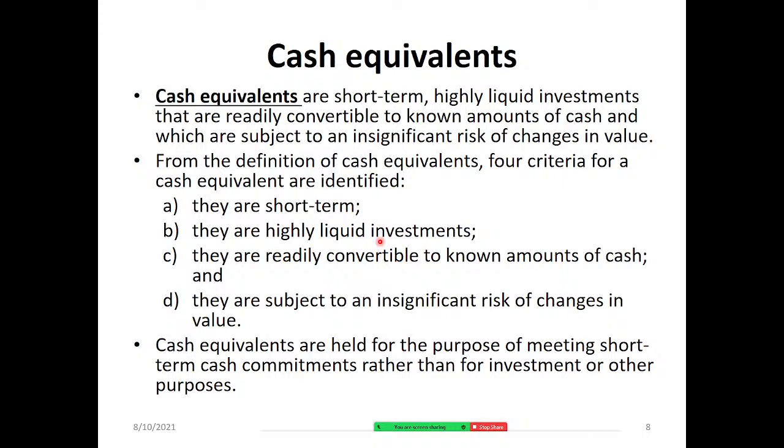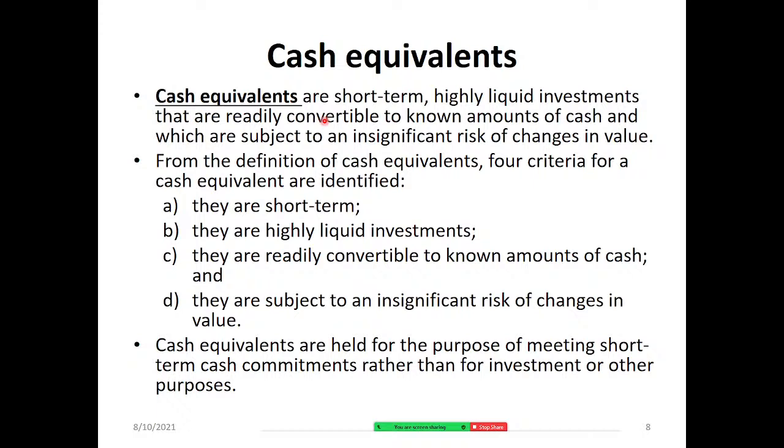There should be little chance of reduction or changes in value. So 10,000 should mean 10,000. Sometimes it may go down to 8,000, 7,000, 6,000, or it may go upside: 12,000, 11,000, 13,000, 15,000. If there are changes like these due to changes in interest rate or foreign exchange rate, we can assume that asset has significant risk of changes in value. In such circumstances, it cannot be considered as cash equivalents.